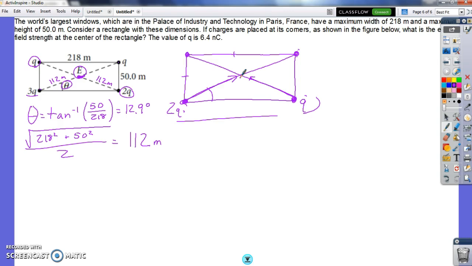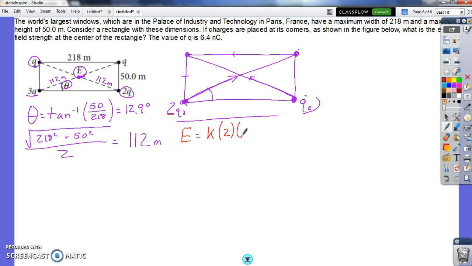So how do we start that? Well, first we have to figure out what the strength of this, we'll call this Q1, and this is Q2. So let's find the electric field at 1. So we know that E is equal to K times Q. That's where this comes from.